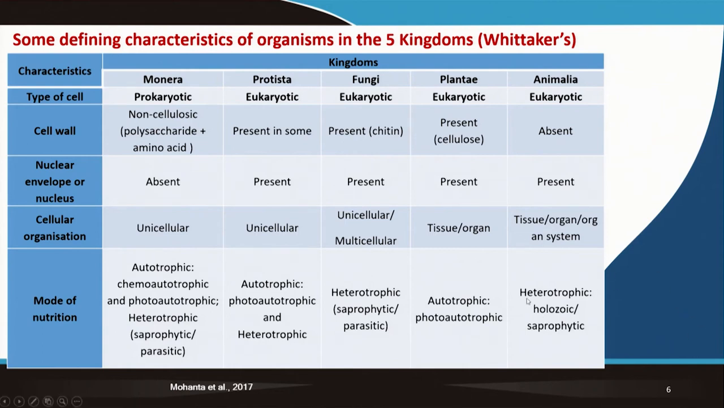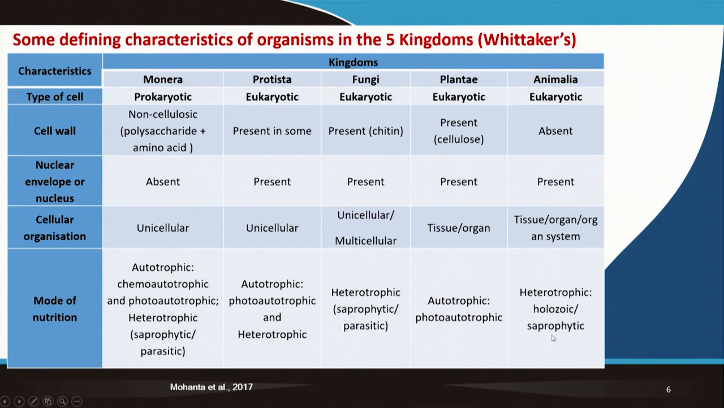Then we come to animals. Animals by definition are heterotrophic, they feed on other living organisms. They can be holozoic in the sense that they ingest other organisms, completely ingesting something. So when I showed you the video of a paramecium eating a bacteria, that's actually a protist, but that's also holozoic. So it's eating or ingesting the entire organism.